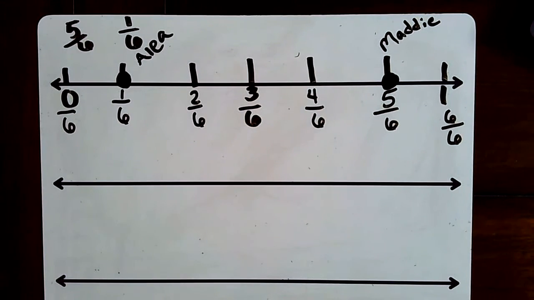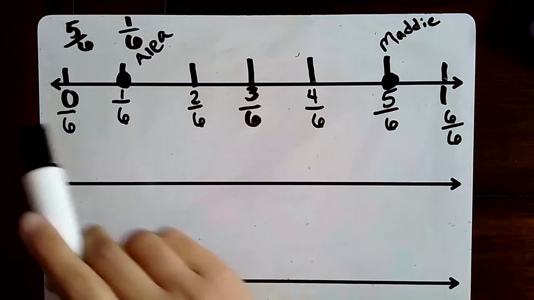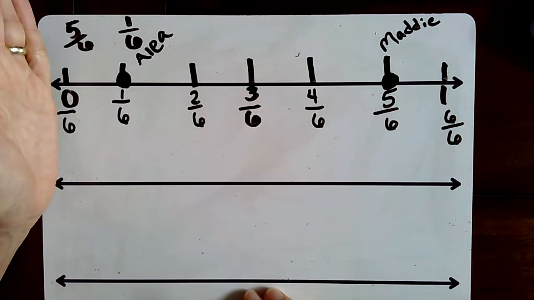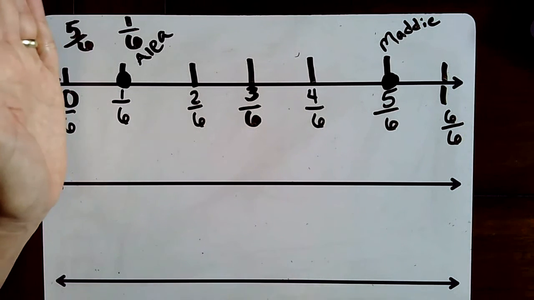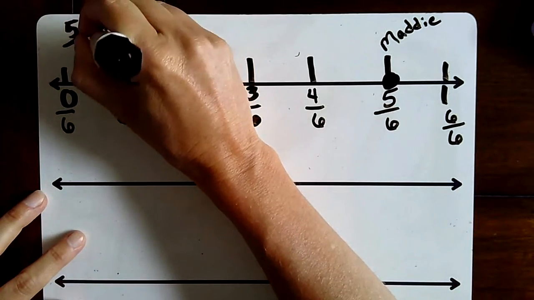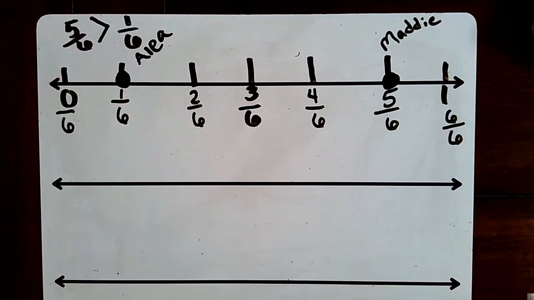So who ran more? If Maddie ran 5/6 of the trail and Aaliyah ran 1/6 of the trail, which fraction is greater? I think that you guys can easily see if you start on 0 and you're going towards the right, that Maddie with 5/6 of the trail was greater than Aaliyah. So 5/6 is greater than 1/6.